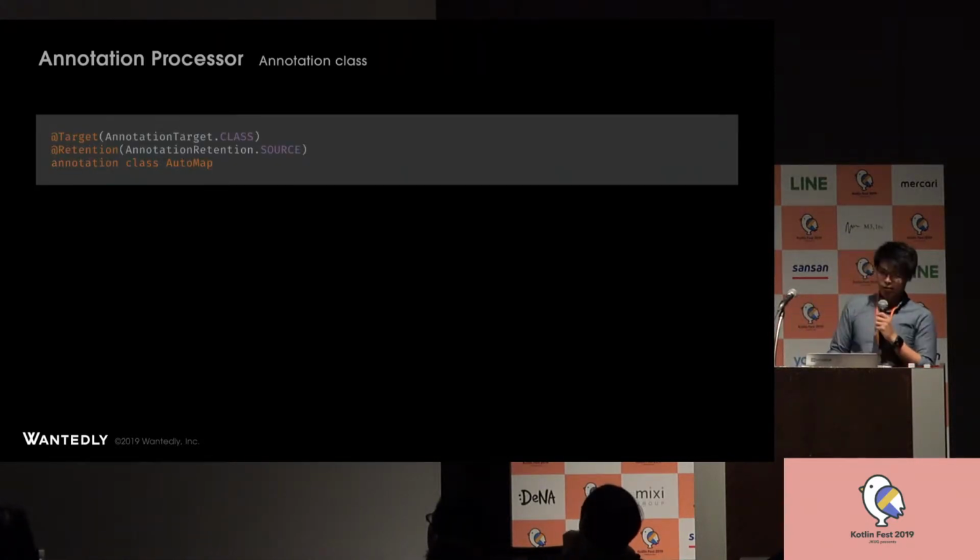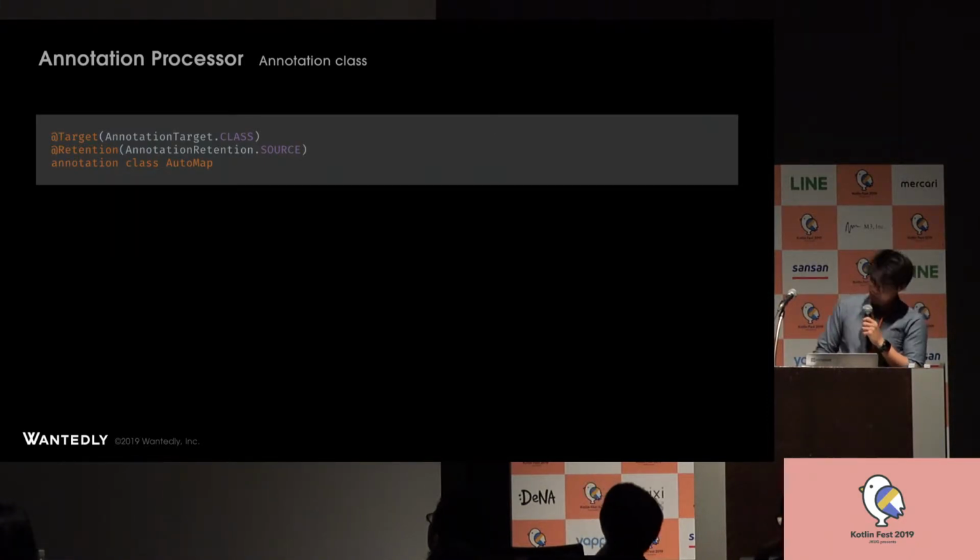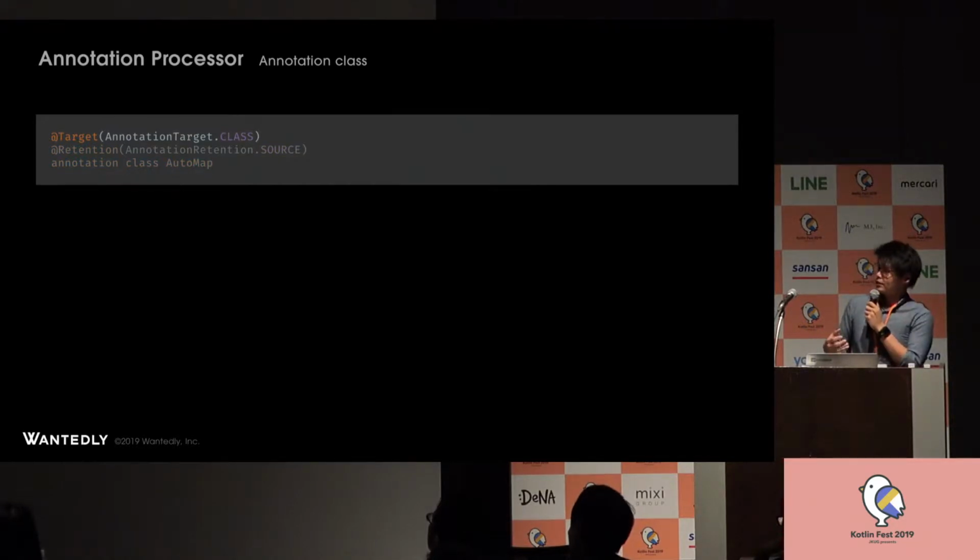And this is how the annotation of AutoMap class will look like. Here I added target annotation and set it to target class because I want this annotation to be applicable only to a class type. There are other annotation targets as well, such as property, parameters, functions, and so on and so forth.